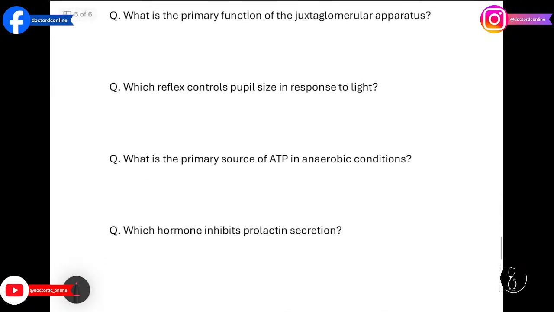The next question is what is the primary function of the juxtaglomerular apparatus, and the answer is renin secretion because it regulates blood pressure via the renin angiotensin system.